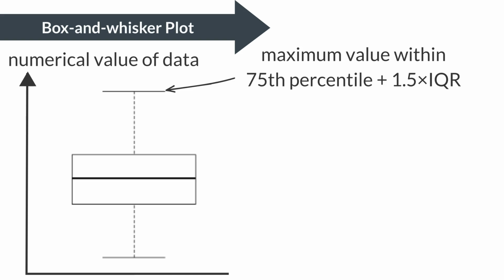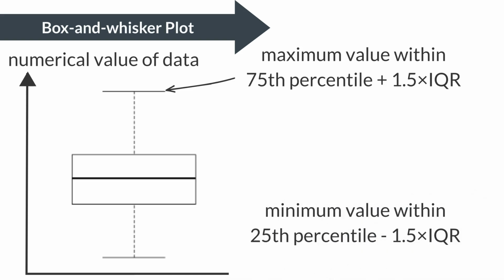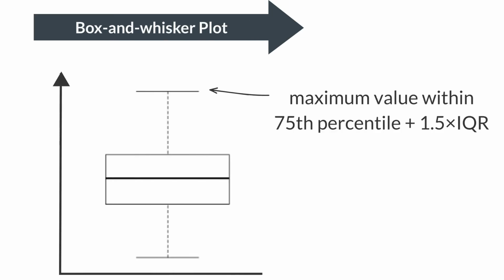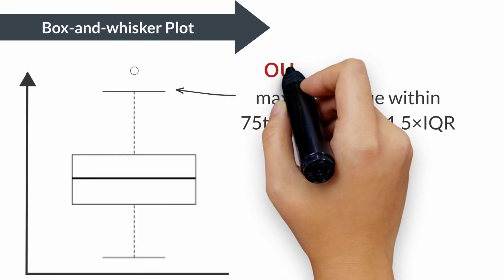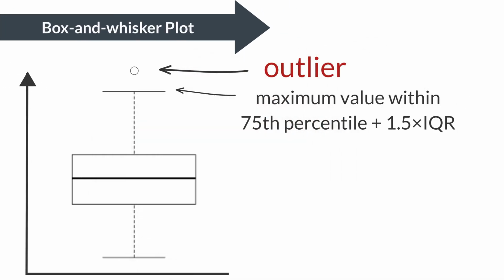The lower whisker works similarly. You place another box below the original box, extending it 1.5 times the IQR, and the minimum value within this range becomes the lower whisker. Data points below this range are treated as outliers. When outliers are present, they are individually plotted outside the whiskers.